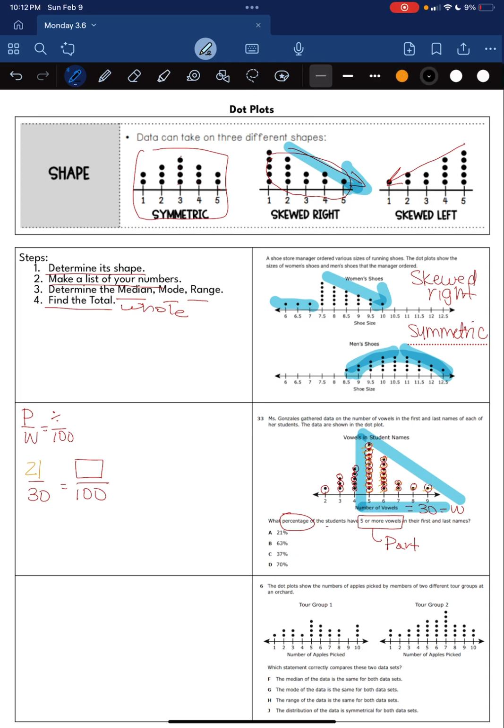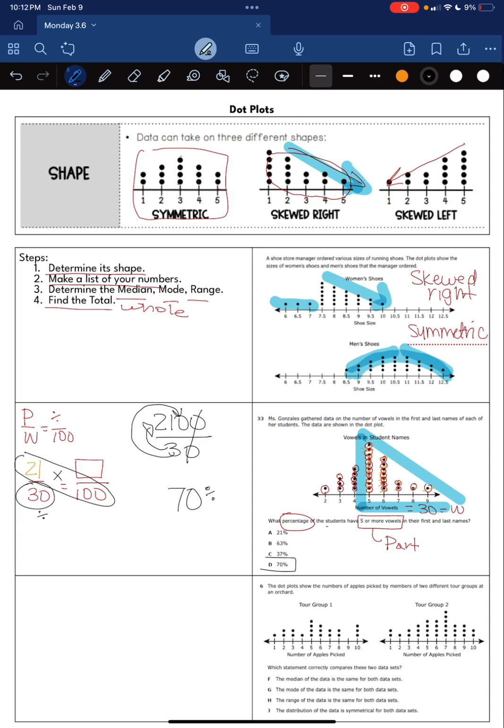So now I'm just going to take these two numbers and cross multiply, which is going to give me 2100. And then I'm going to divide by 30. So I'm going to cross that out. How many groups of 3 makes 21? 7. 7 times 3 is 21. And then how many groups of 3 make 0? 0.